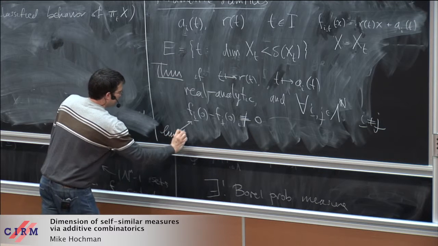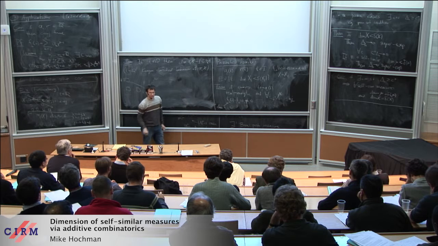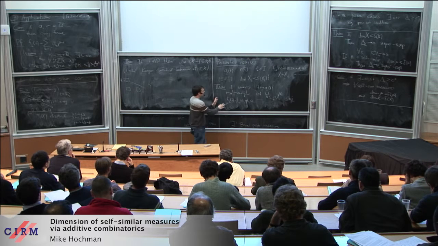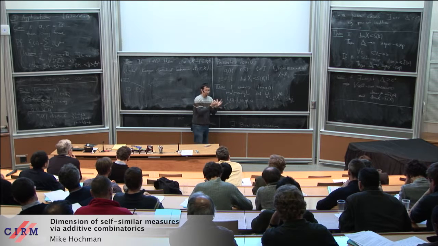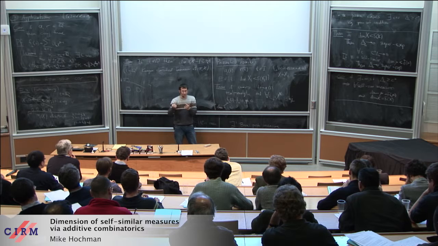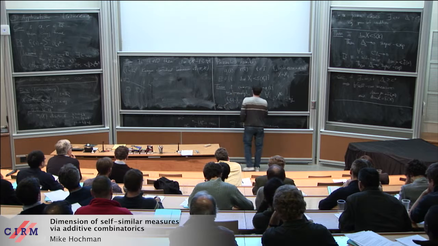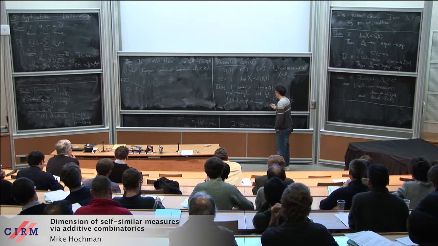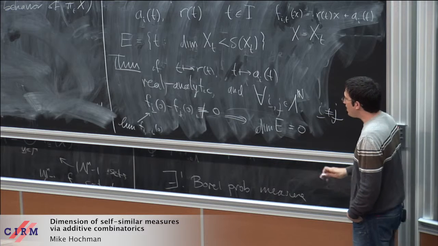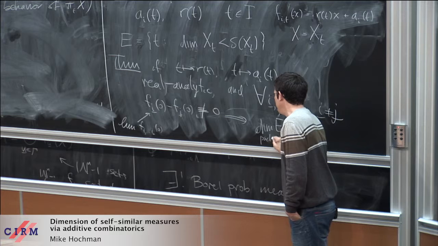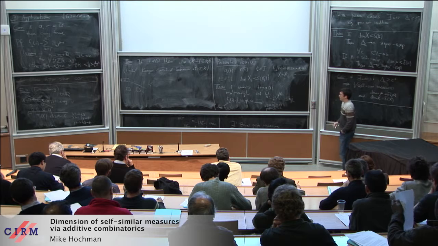It's the limit of f_{i_1...i_n}(0). And the limit exists because these things are contractions. So this is a non-degeneracy condition that basically says that you're not taking one iterated function system with exact overlaps and just conjugating it by a family of maps. Basically, that's what it says. Under these conditions, the Hausdorff dimension of E is 0. So you have very few exceptions. And in fact, also the packing dimension of E is 0. It's a little bit stronger.